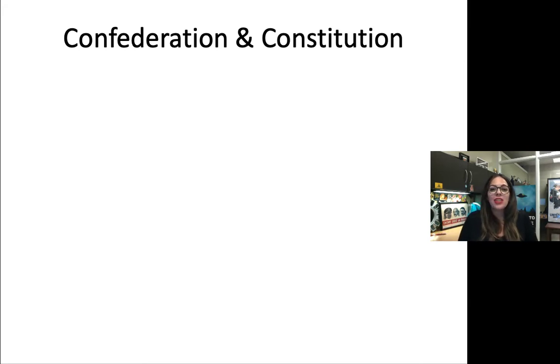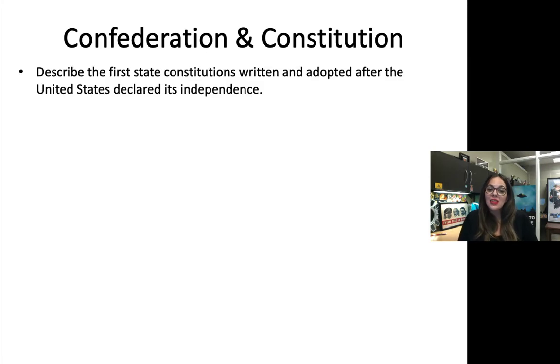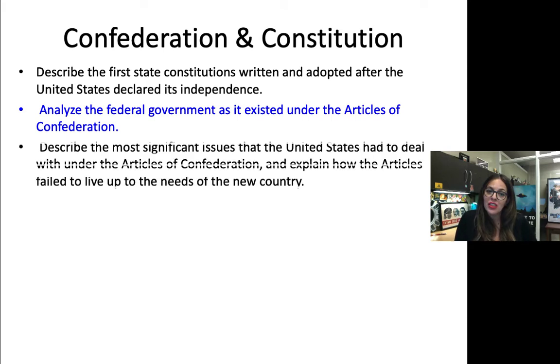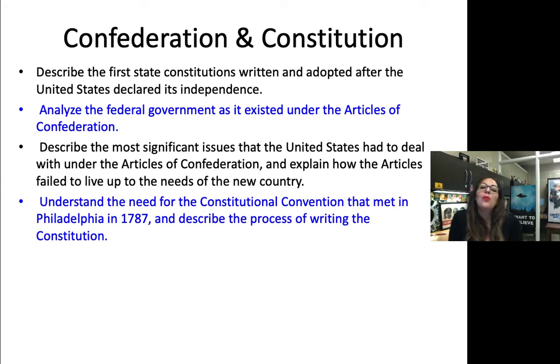Okay, so our objectives today: describe the first state constitutions written and adopted after the United States declared its independence. Then we're going to analyze the federal government as it existed under the Articles of Confederation. We'll then be moving on to describing the most significant issues that the United States had to deal with under the Articles of Confederation, and we will also explain how the Articles failed to live up to the needs of the new country.